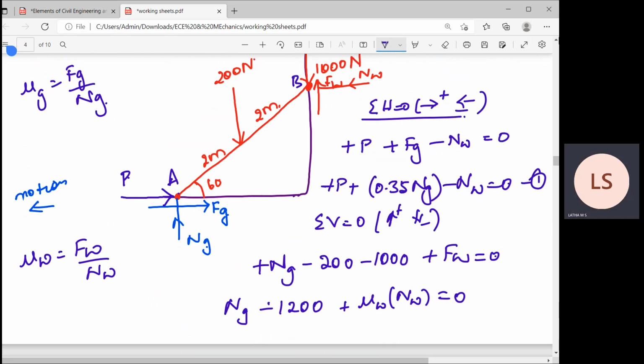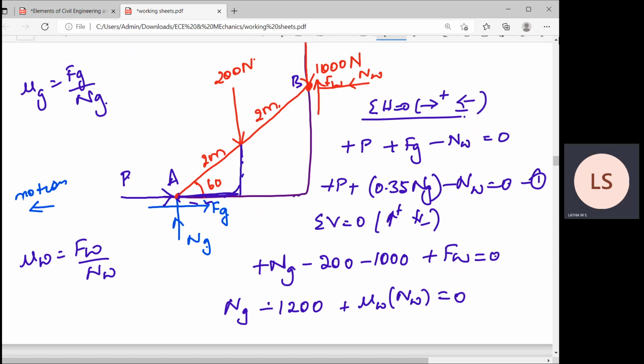Moment of all the forces, point A is here. Fg is equal to 0 as it passes through the same point. Ng is equal to 0, P is equal to 0. Then you have 200, moving about point A clockwise. What is the perpendicular distance? This is the perpendicular distance. It is cos theta, right? Cos 60 is adjacent by hypotenuse. So it will be 2 cos 60.